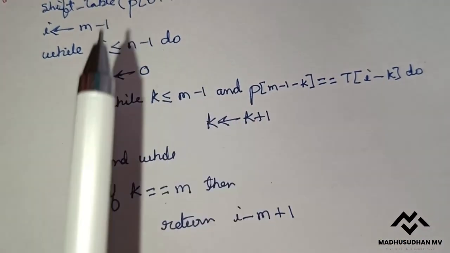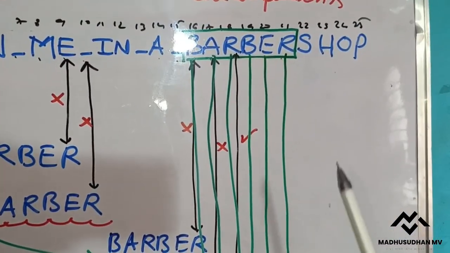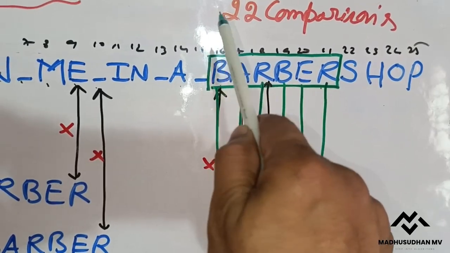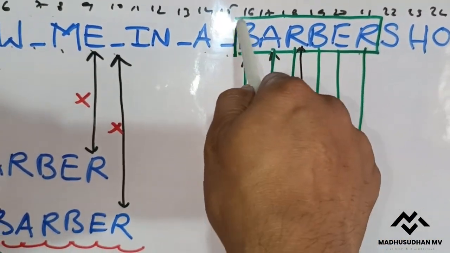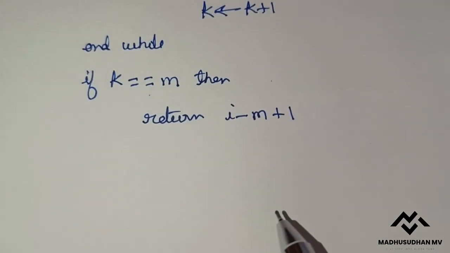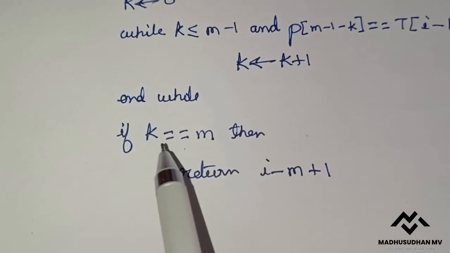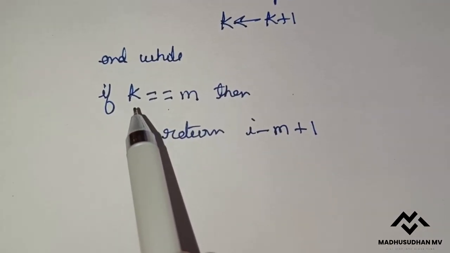That means i was initially m minus 1, so minus pattern length plus 1. That gives the starting index. See, I'm coming from the last index, from the last one. Then last one, i minus 1 minus m1 only, plus 1, means I get this index. So this is the index. To get that index, this is the formula: i minus m plus 1, if all the characters of the pattern have been matched.